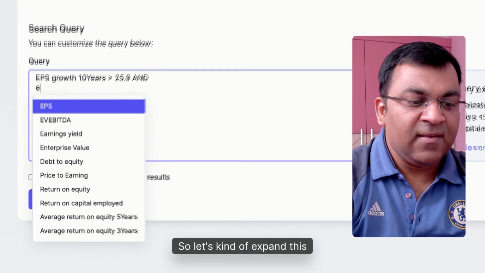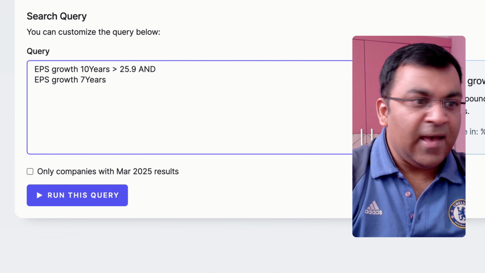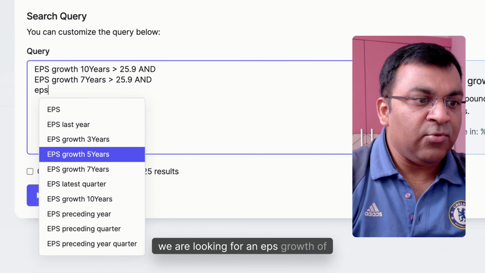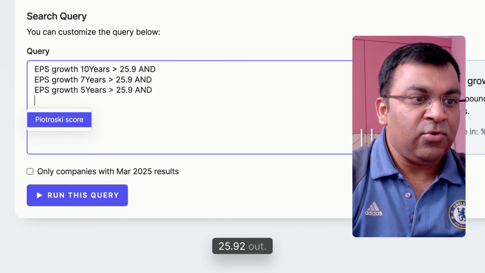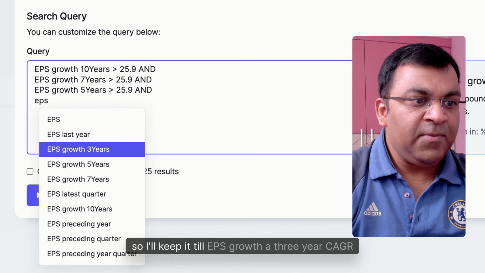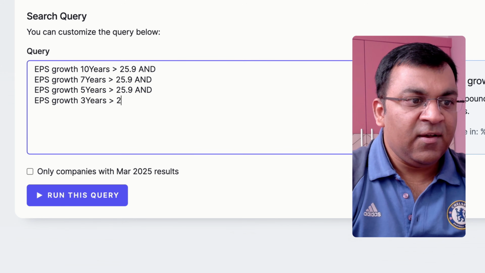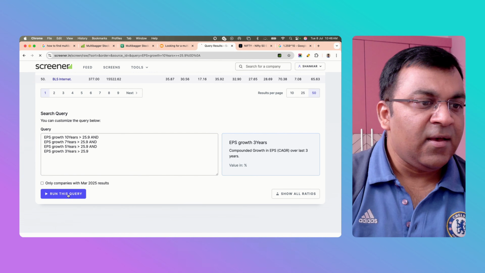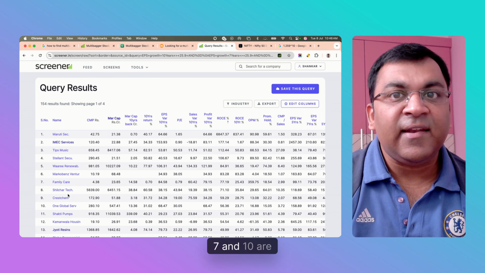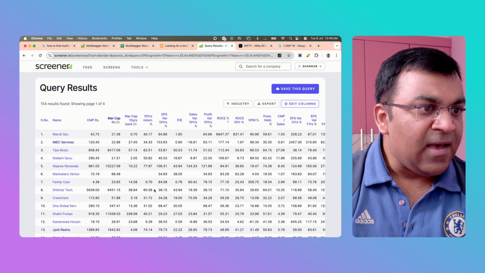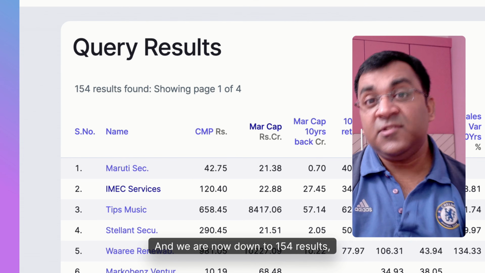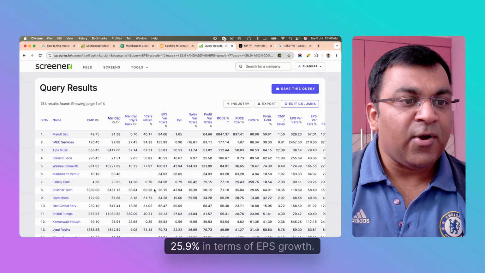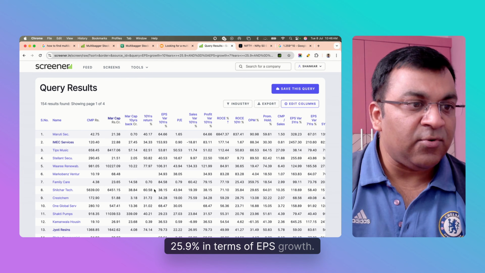So let's kind of expand this thing a bit. And let's say over different periods of time, we are looking for an EPS growth of 25.9 throughout. So I'll keep it till EPS growth, a 3-year CAGR of 25.9. Let's not do the last 1 year because sometimes things go up and down. But 3, 5, 7, and 10 are good periods for us to consider. And we are now down to 154 results, which is still a good number, right? 154 companies that have given us 25.9% in terms of EPS growth.